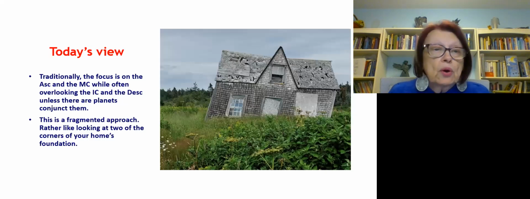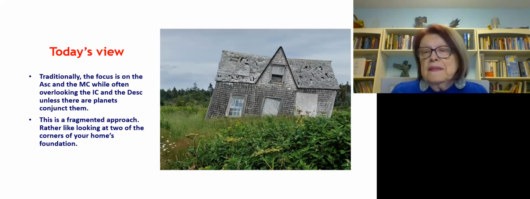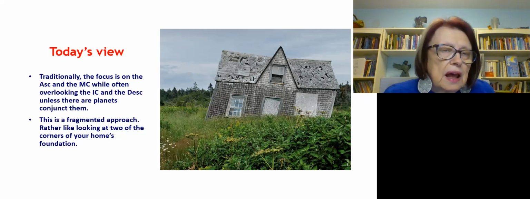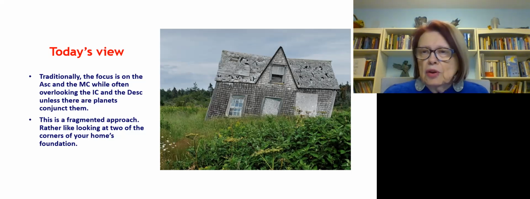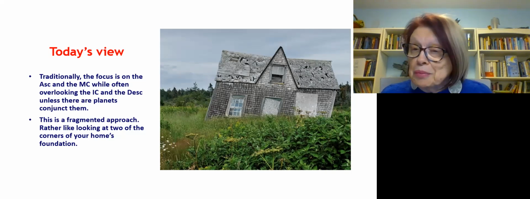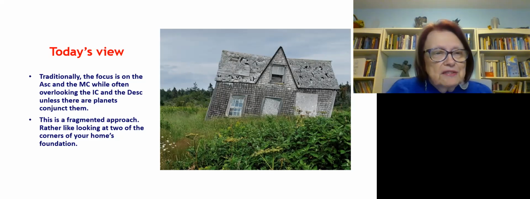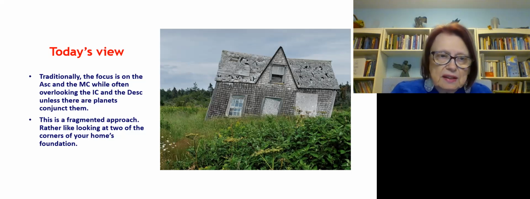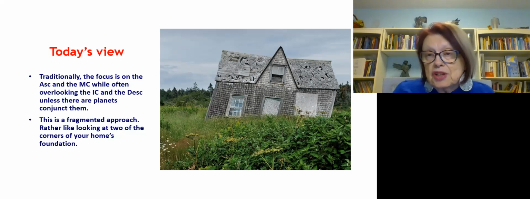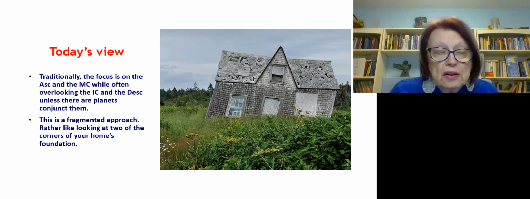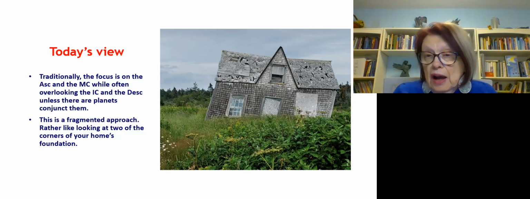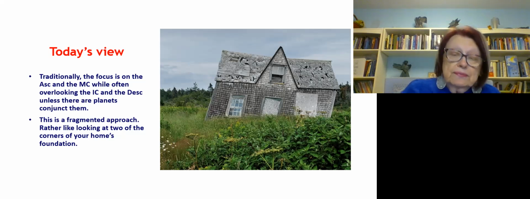So today's view. Traditionally, and I'm looking mostly at the last 400 years, I'm not sure where that came from. I meant to say 100. Anyway, traditionally the focus is on the ascendant and the midheaven, while often overlooking the IC and the descendant unless there are planets conjunct them. This is a fragmented approach, rather like looking at two of the corners of your house's foundation.